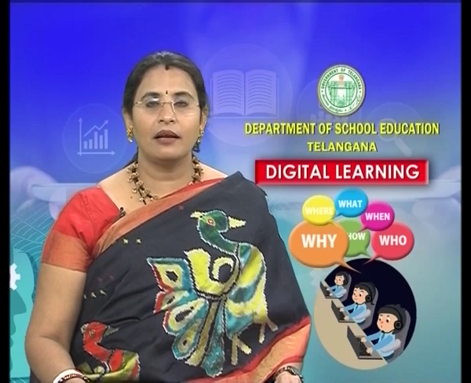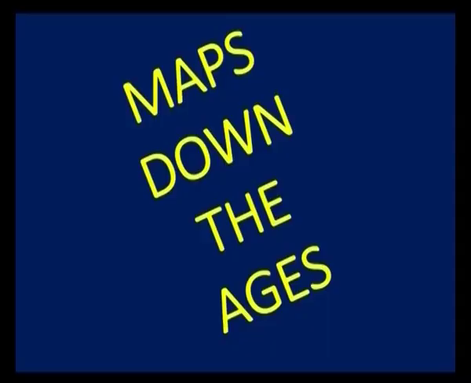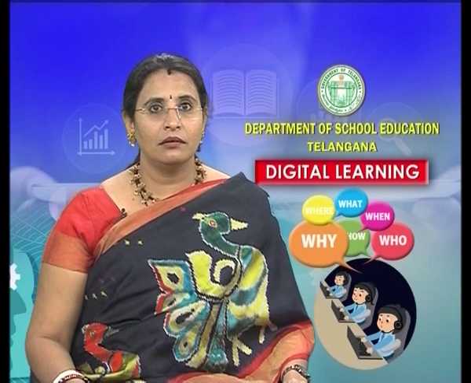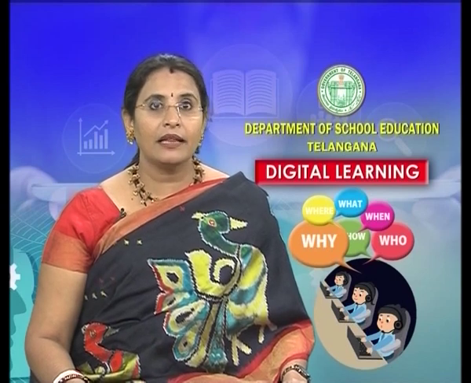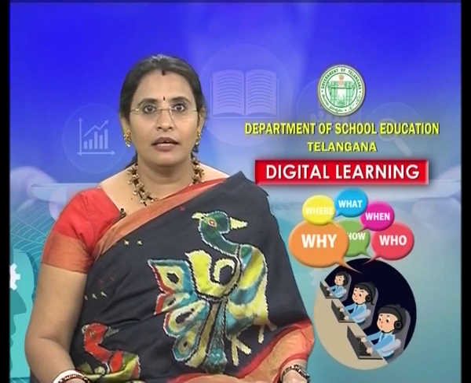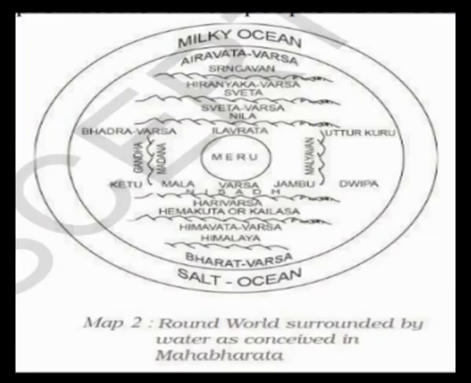Now let us learn about the history of maps. Maps have been drawn from a long time back. It depends upon the knowledge of the map maker, the material available and the requirement of the map maker. Similarly, one such map was prepared by Indians during the Mahabharata.